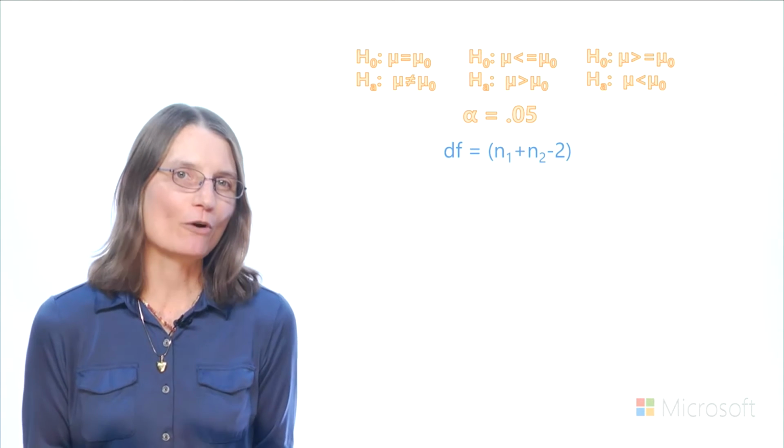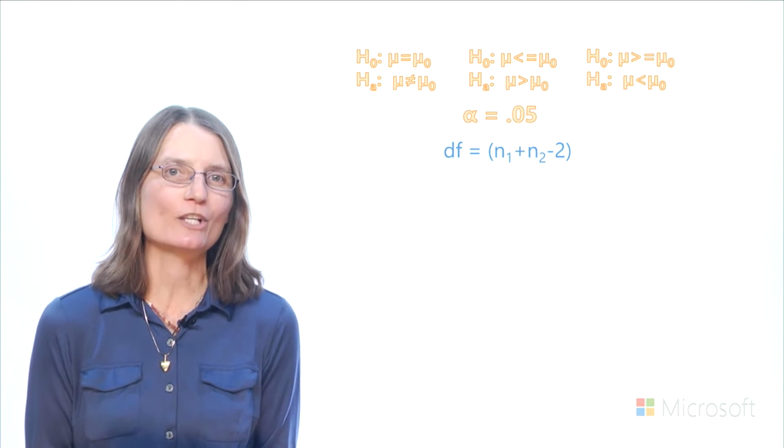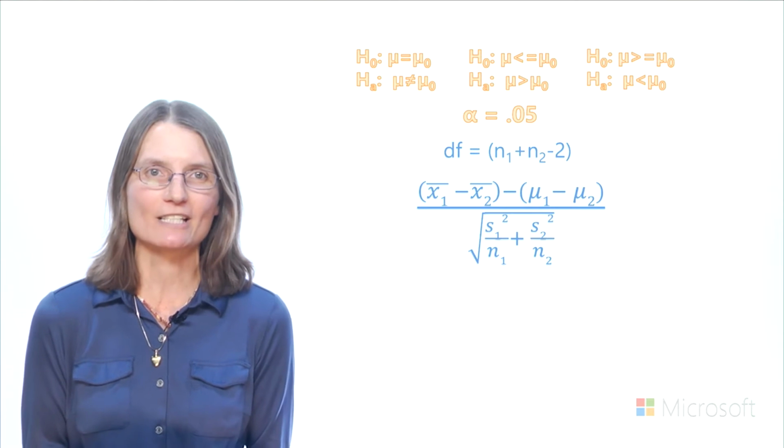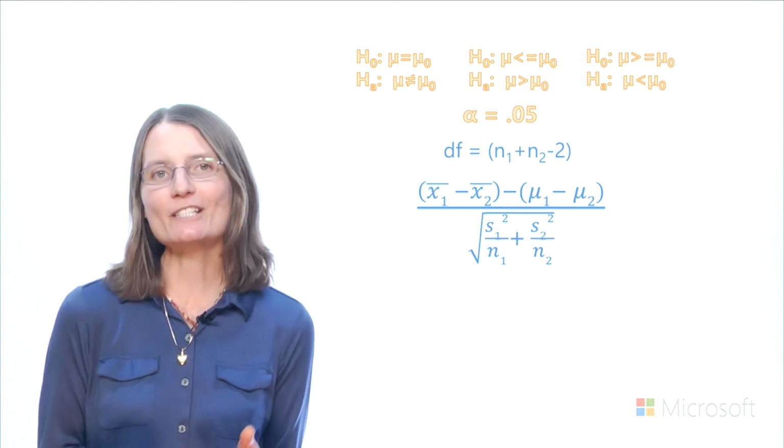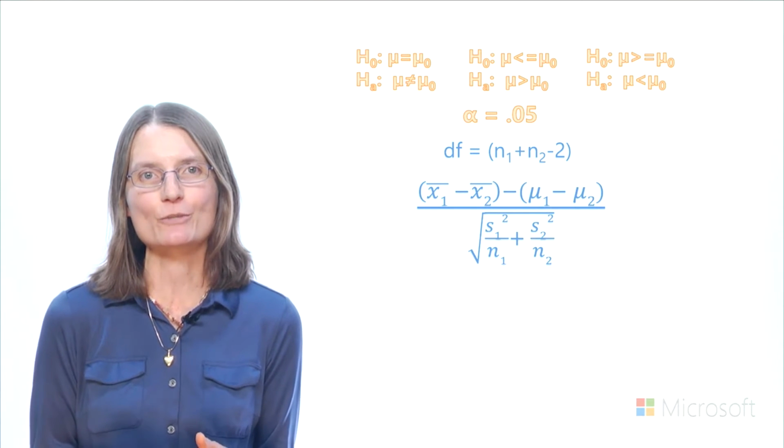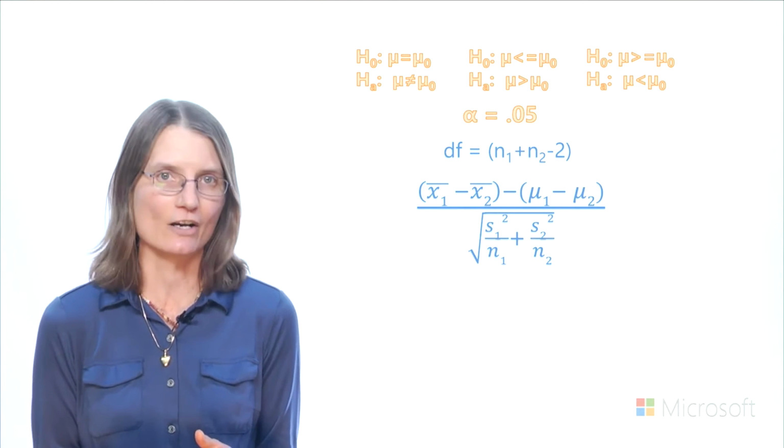Given what you've learned so far, would it surprise you to learn that the equation for a two independent sample t-test looks very much like the equation for a two sample z-test? The only difference is that the sample variances are used because the population variances are unknown.